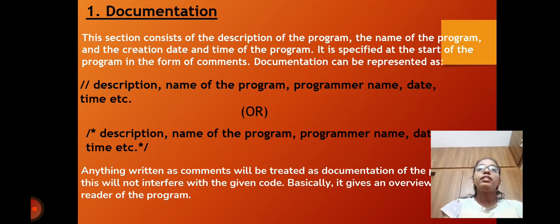Documentation. This section consists of the description of the program, the name of the program and the creation date of the program. It specifies the start of the program in the form of comments. Documentation can be represented as these two types.